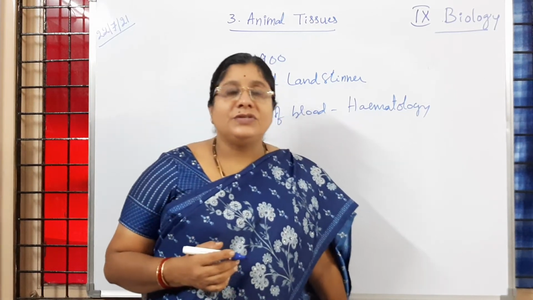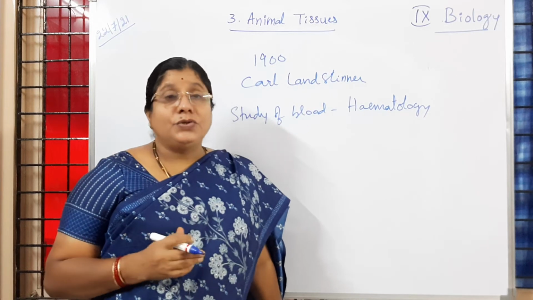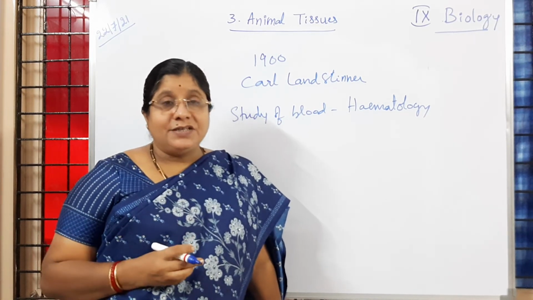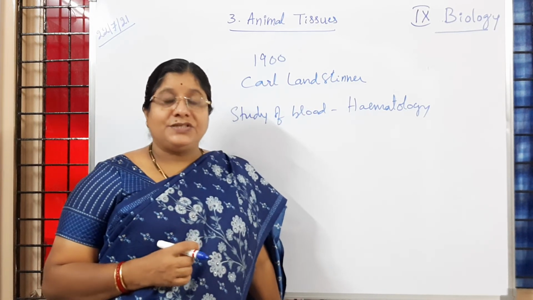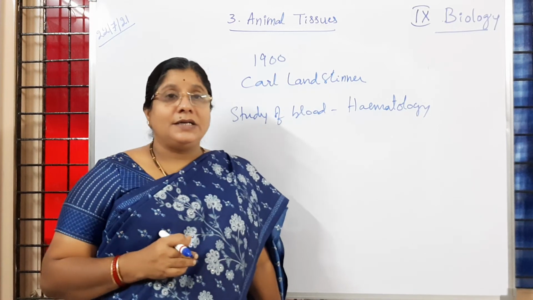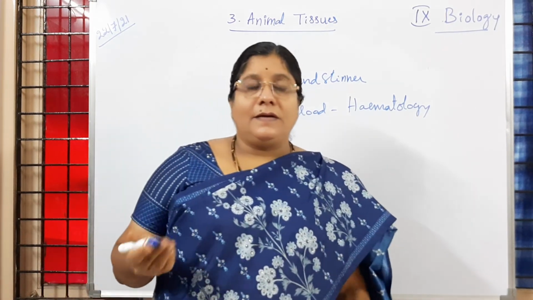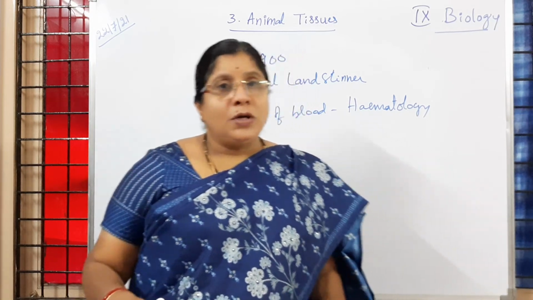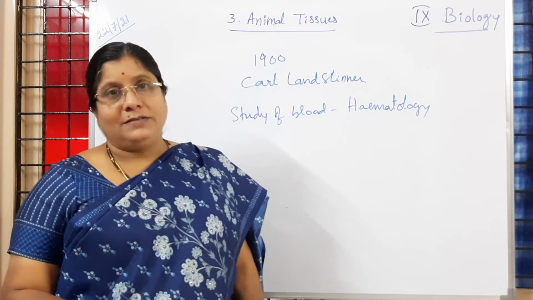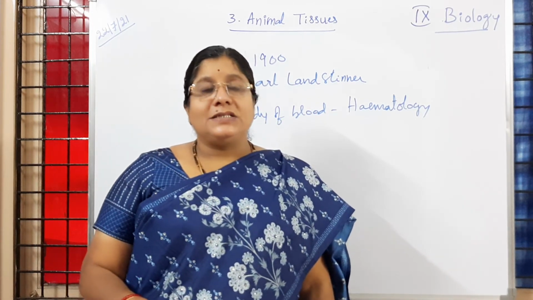In the animal tissues lesson, you learned about the different types of tissues. What are those tissues you learned, children? You learned about epithelial tissue, muscle tissue, nervous tissue, and different types of connective tissues like areolar tissue, adipose tissue, bone, tendon, ligament, cartilage, and now blood. About these blood groups we will discuss tomorrow.